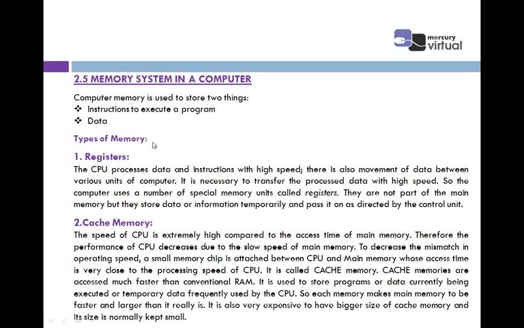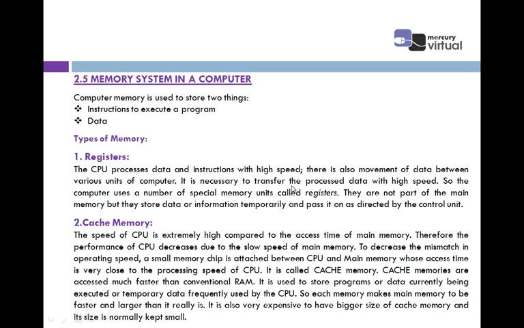Then let's see what are the types of memory. Types means what are the different categories of memory. First one is registers. This is basically a fast memory that is inbuilt into the computer. Inbuilt means that it is available already when you purchase the computer. Now let's see what a register is. The CPU processes data and instructions with high speed. There is also movement of data between various units of a computer. Meaning, first of all data goes to the input device, then goes to the memory, then goes to another memory. So this is a movement of data between various units of the computer.